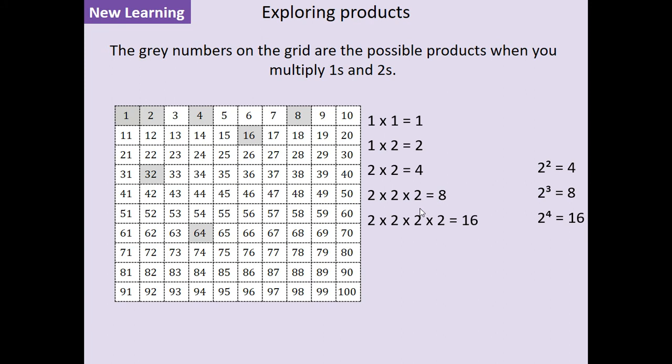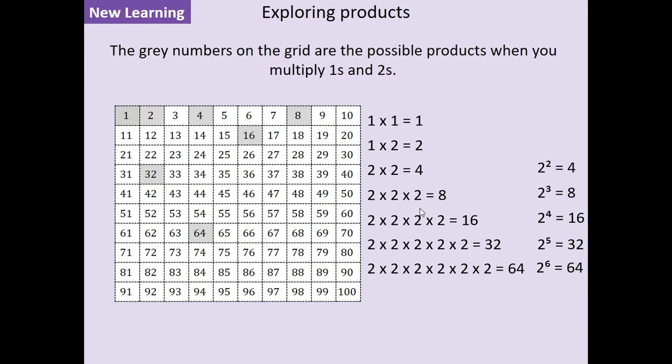The next one is 32, so we're multiplying it by yet another 2. So you should notice that the powers are going up each time. So now we have 2 to the power of 5. Okay, and the last one was 64. So we've multiplied it by another 2. We've got 2 to the power of 6.